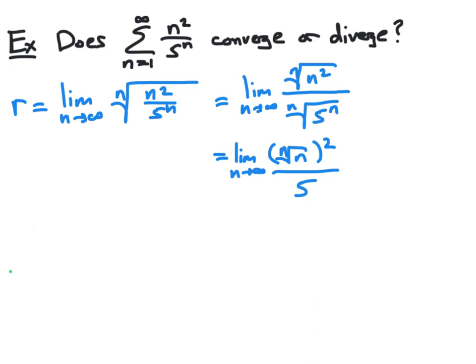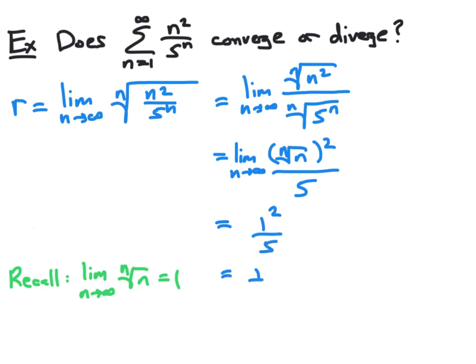Now, we might recall an important and commonly occurring sequence: the limit as n goes to infinity of the nth root of n is always going to equal 1. So this sequence here, the nth root of n, will always converge to the number 1. And so here, with all the properties of exponents that we've used, we've essentially broken this problem down to this particular limit. And so this limit will equal 1 squared over 5, which will be 1/5.